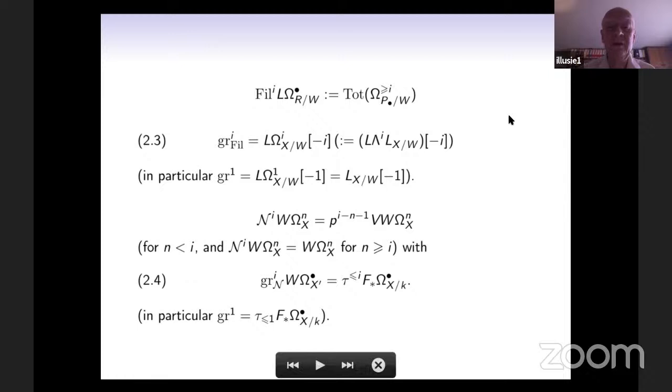And the Nygaard filtration on the de Rham-Witt complex is defined as follows. N^i in degree n is p^(i-n-1) V W omega^n for n smaller than i, and then you keep N^i equal to W omega^n for n at least i. So it's a decreasing filtration, and the gr^i, by a result of Nygaard, is given by this truncation in degree at most i of F lower star. So in particular, in degree one, the gr^1 is the previous truncation we were considering. I wrote at most one, and I should have put it as a superscript here.